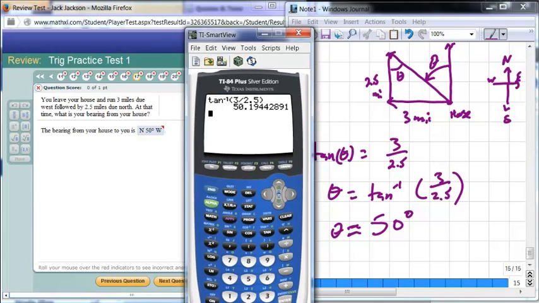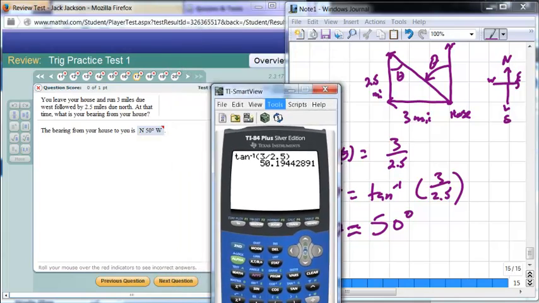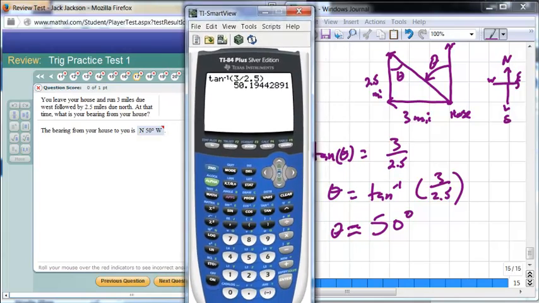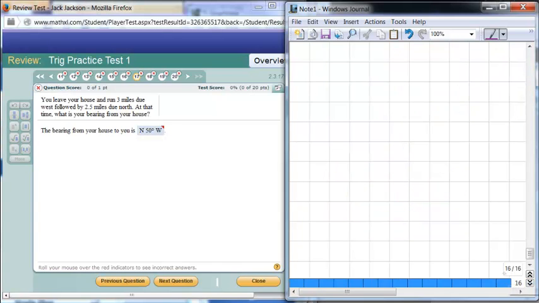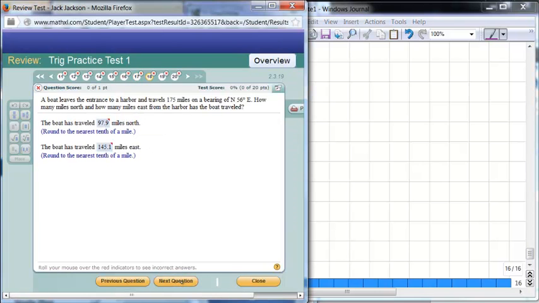What's your bearing? North, 50 degrees west. It didn't really say where to round off, but if we have that same problem again on the test, or if you have to do it on a practice test, to the nearest degree, I believe is what we need there. Okay, just got a couple more here.